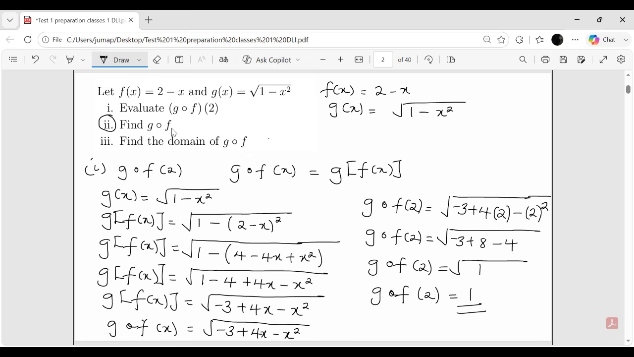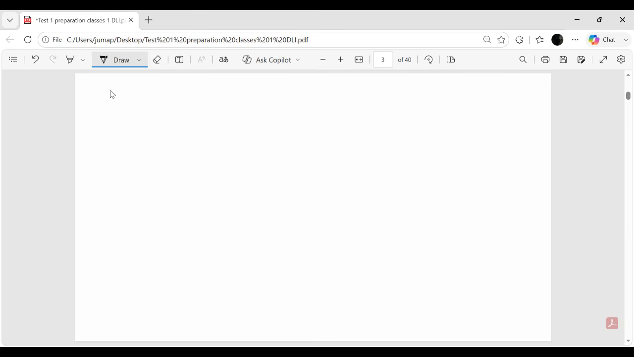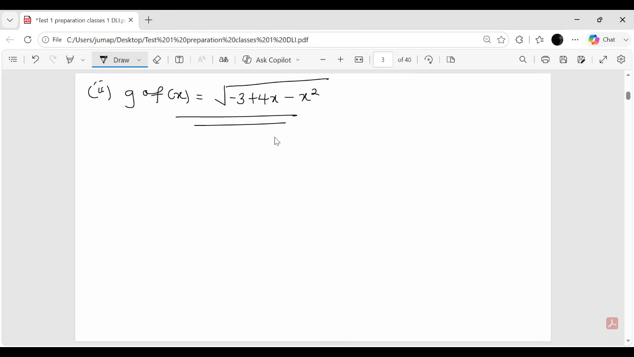Because g of f is just the same as saying g of f of x, which we've already calculated. g of f of x is equal to the square root of negative 3 plus 4x minus x squared, isn't it? We've already calculated this, right? Yes, sir. Okay, so we just get it and put it here because they want us to solve it.